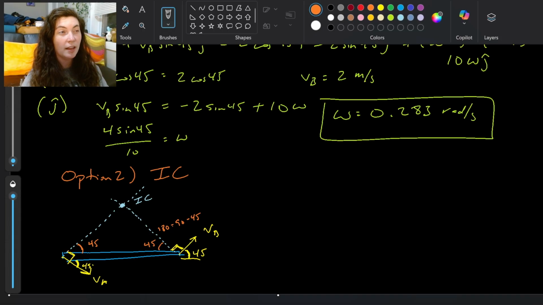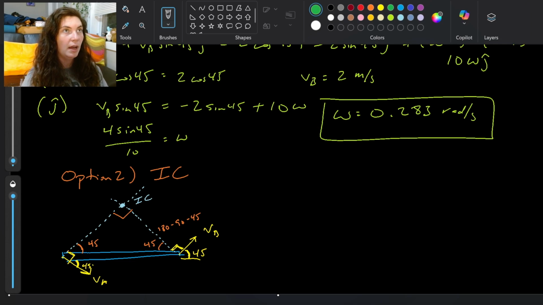And then if I look at the triangle that I have left, I've got a 45, which means this has to be a 90, right? All of our triangles always add up to 180 degrees. So I've got a really nice, easy triangle to work with for this instantaneous centers of zero velocity method.